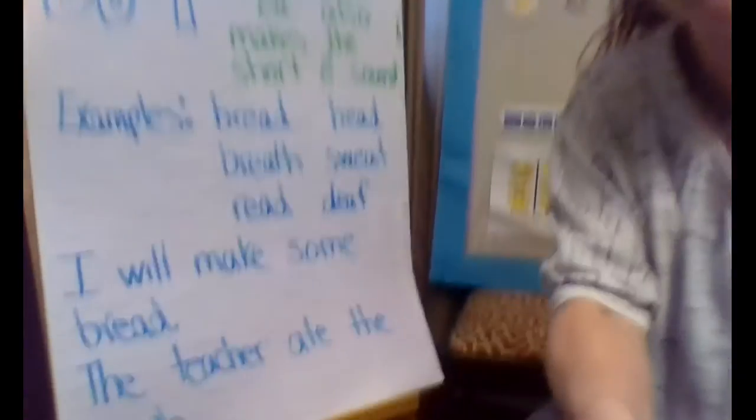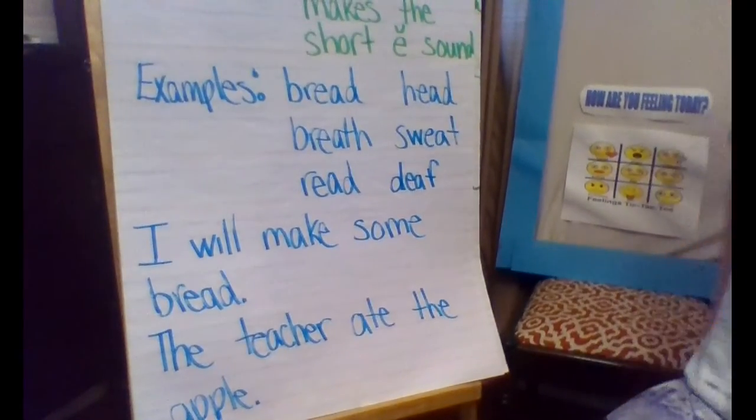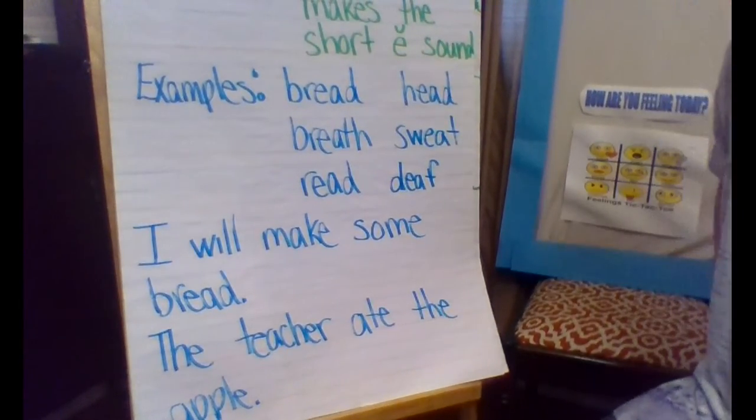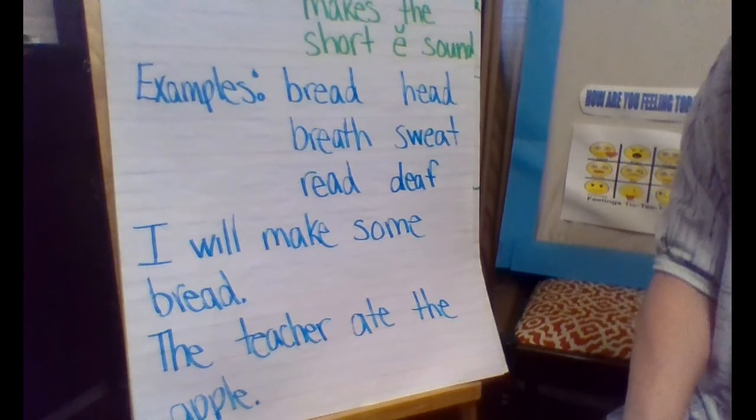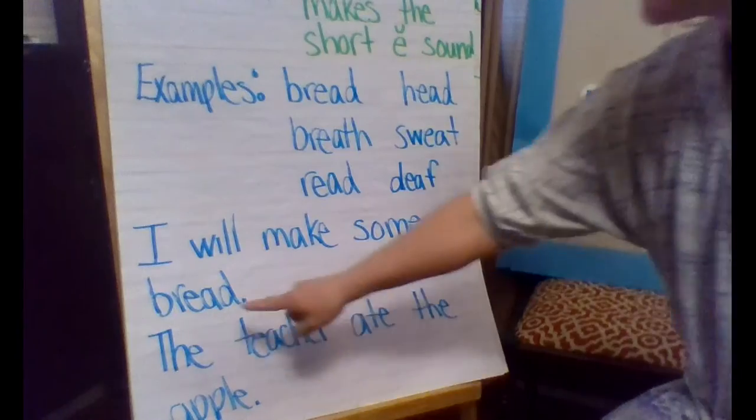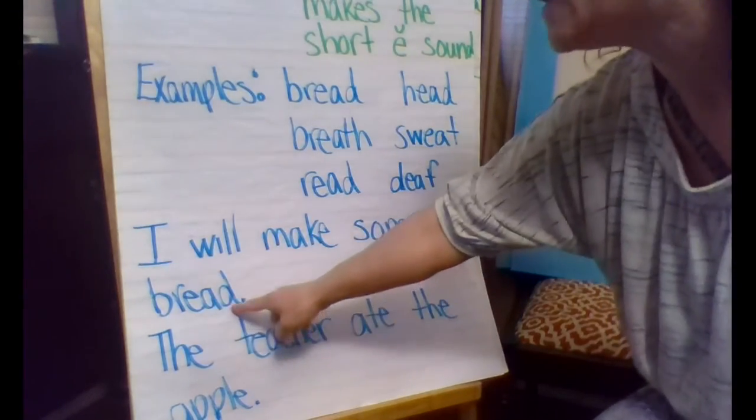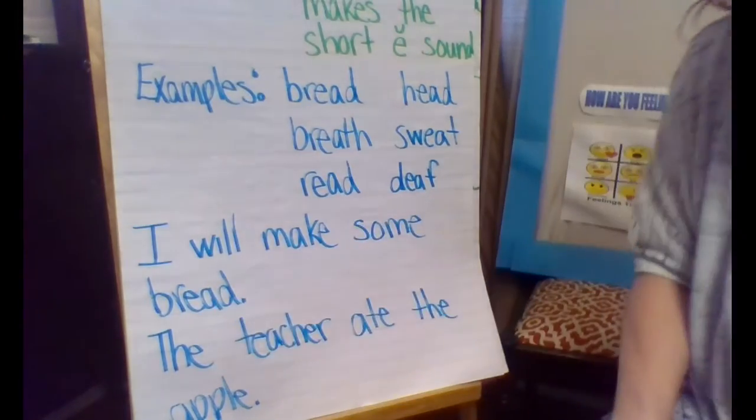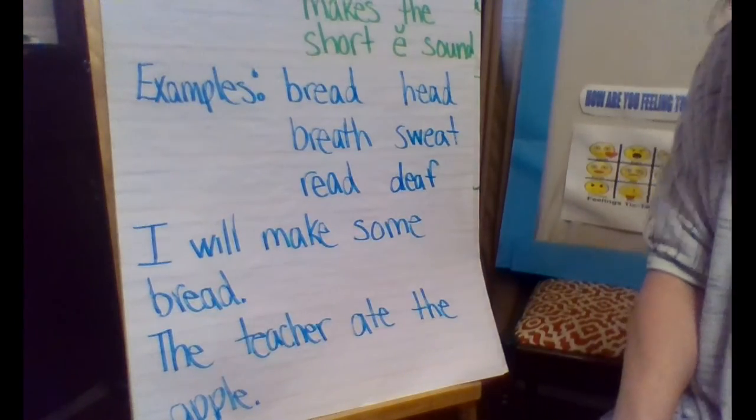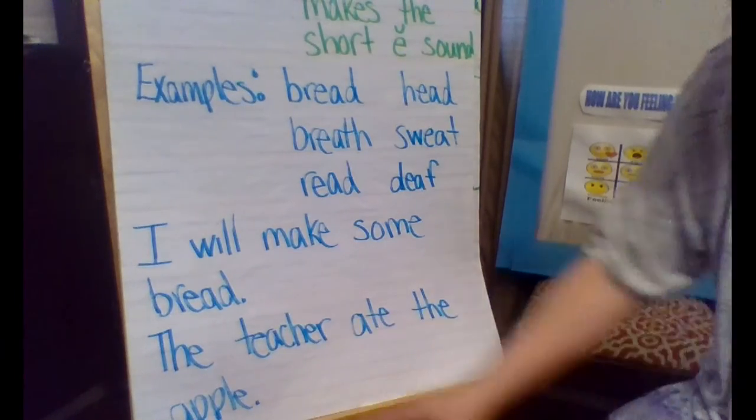So let's take a look at some examples and let's see if you can figure it out. Okay. I'm going to go down here. The first one I see is I will make some. What do you think that word is? Do you think it's breed? I will make some breed, or I will make some bread. Bread. Good job.